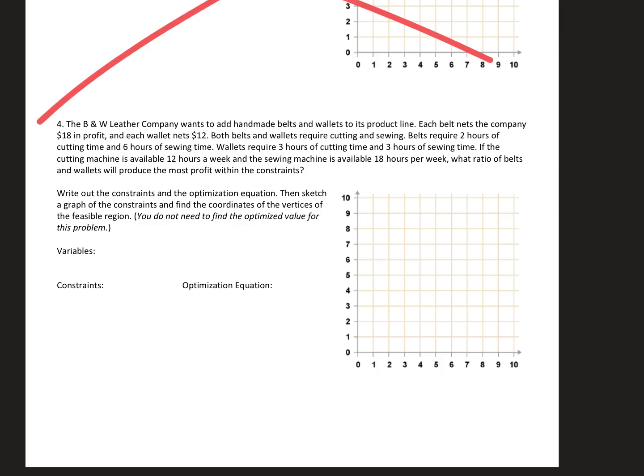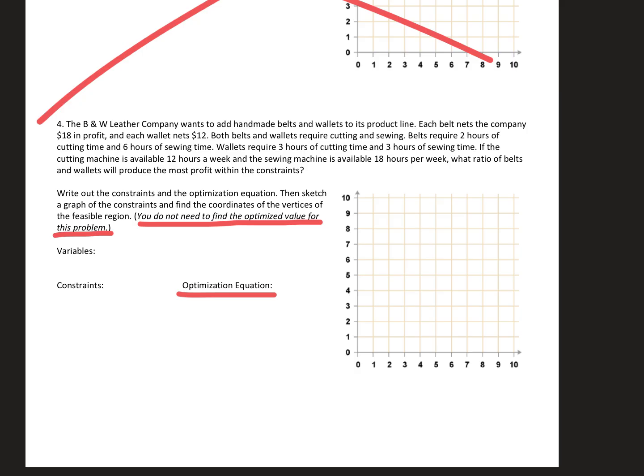Now this is important. I wish they hadn't even said this. You do not need to find the optimized value for the problem, but you do need the optimization equation. What they're saying is you don't need to stick the corners, the vertices, into the equation. Just get the equation. All right, so let's try to figure out what equation this is about.